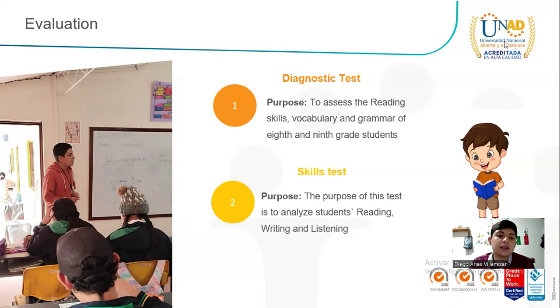The second test was the skills test. The purpose of this test is to analyze the students' reading, writing, and listening abilities in the English language. The test is composed of 15 questions that are divided into reading comprehension, writing, and listening questions. Of this skills test, the results were as follows.